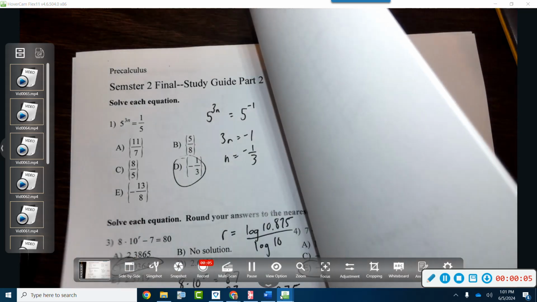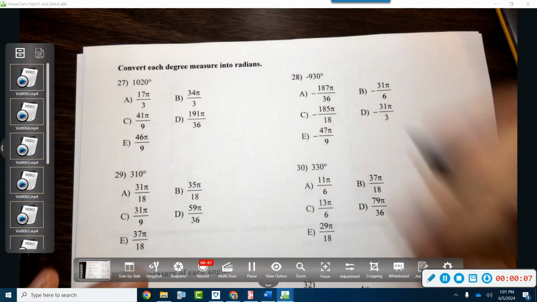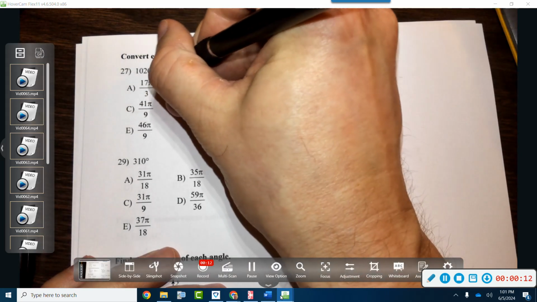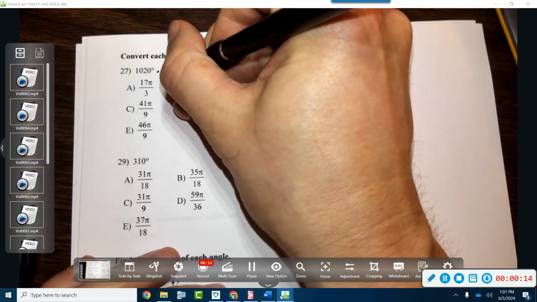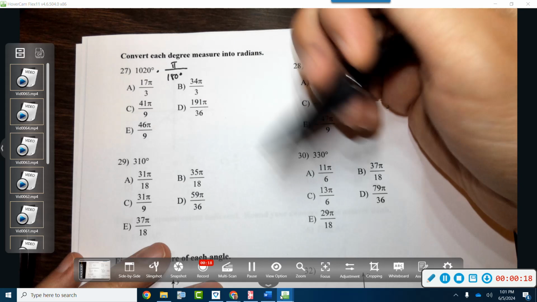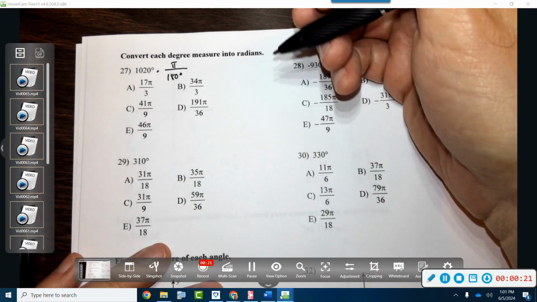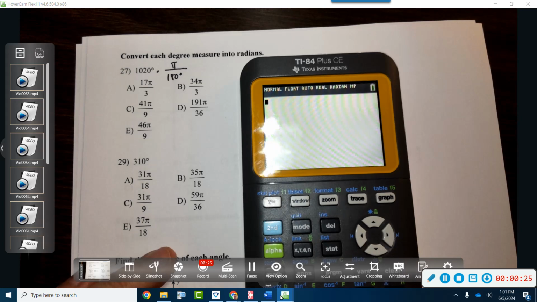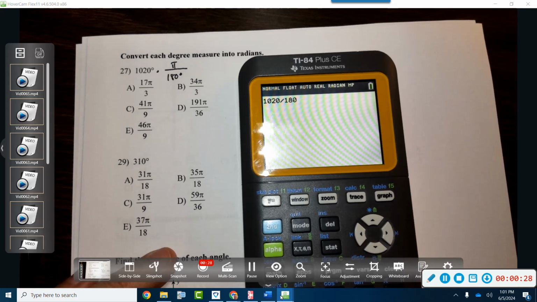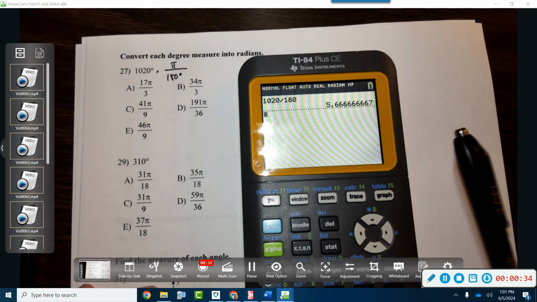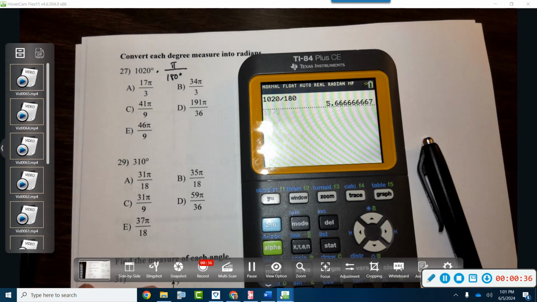Page 3, page 4. Page 4. We've got degrees that we're obviously going to convert to radians. So now we've switched this. We want to get rid of the degrees and then incorporate pi into the answer. So we just need to figure out, I mean, really, this is kind of a piece of cake. Divided by 180. And that's 5 2/3. So what is that? 5 2/3. That sounds like 17/3. Yep.